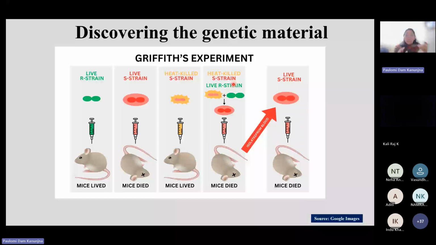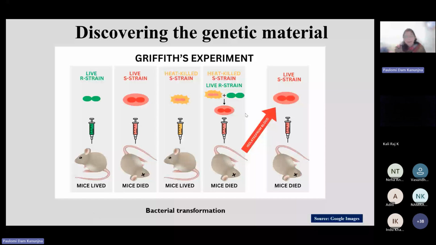So what did Griffith say? Griffith said that there is some transforming principle going on, where the dead S cells converted the live R cells into virulent S cells. This phenomenon was termed bacterial transformation. What is transforming? The R strains, which are otherwise non-virulent, were transformed into a virulent form because of the S strain. Something was transferring. He did not know what.